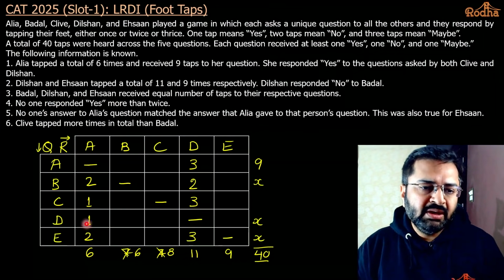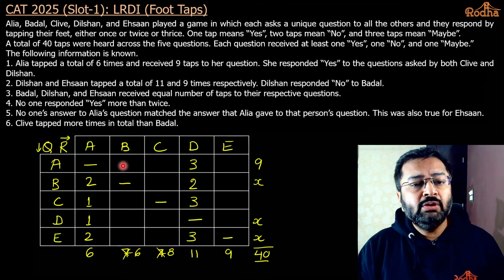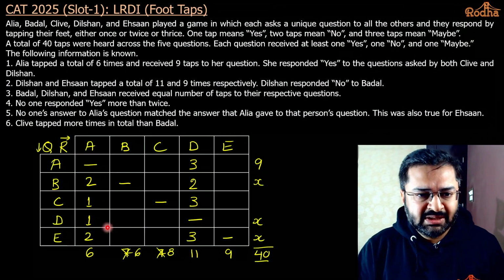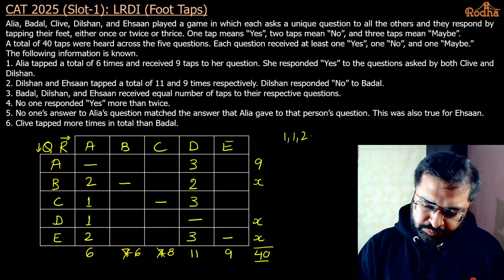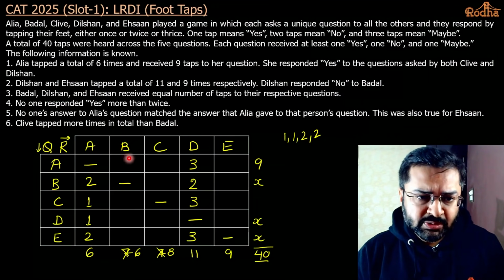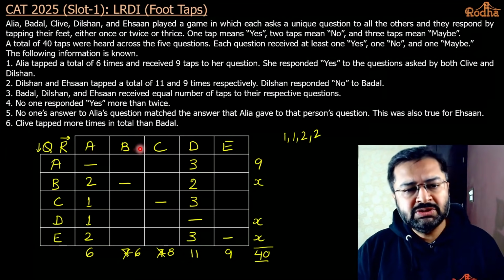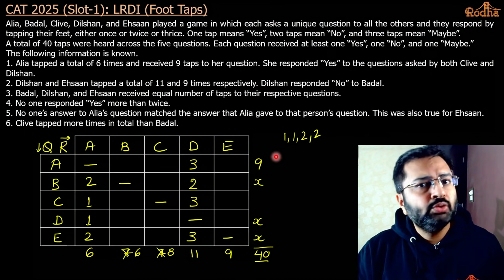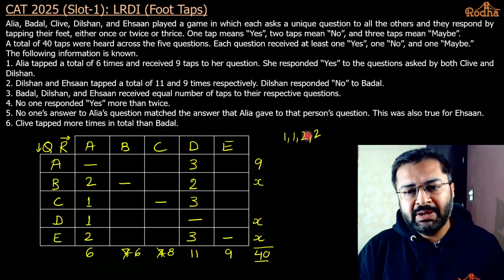Because 1 cannot appear more than twice. These are 4 responses for B. Now, B cannot respond yes more than twice. So yes means 1 tap, like this, like this. So 1, 1, 2, 2 is the lowest total. I'm just showing it to you separately. Everybody has to respond 4 times, right? So if I need to minimize the number of taps for B, the responses have to be yes, yes, no, no, because maybe it would give you a 3. So even this minimum number of taps would be 1 plus 1 plus 2 plus 2, which is equal to 6.